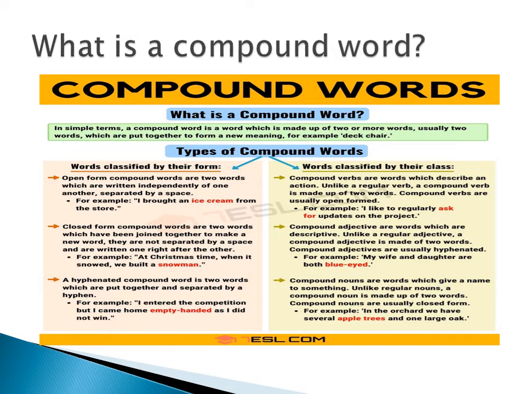Lastly, compound nouns are words which give a name to something. Unlike regular nouns, a compound noun is made up of two words. Compound nouns are usually closed form. For example, in the orchard, we have several apple trees and one large oak. Apple trees is your compound noun.